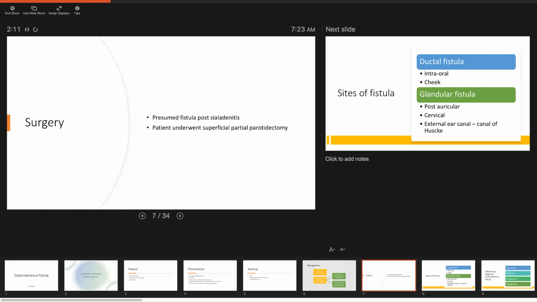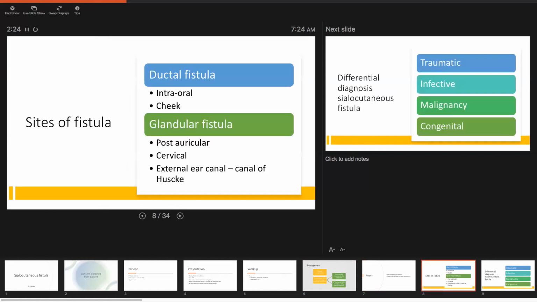So the patient had a presumed fistula post sialadenitis, and the decision was made to offer the patient a superficial partial parotidectomy, which was done uneventfully.